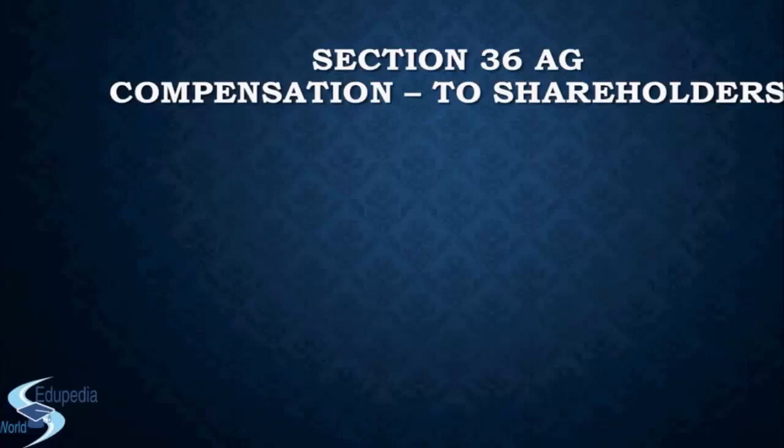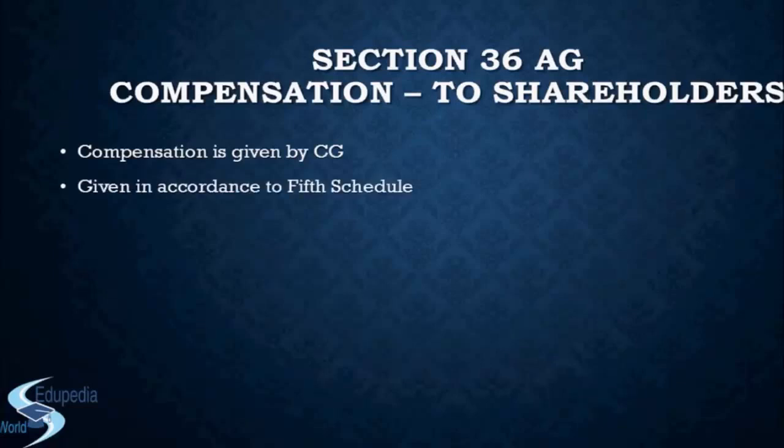So this compensation would be given to the shareholders by the central government, because the central government is the body that is taking over the entire undertaking of the banking company, right. And then the compensation would be calculated on the basis of the 5th schedule, because that is a baseline, a standard that has been created. So all the compensations for such cases would be determined as per the provisions of the 5th schedule, right.